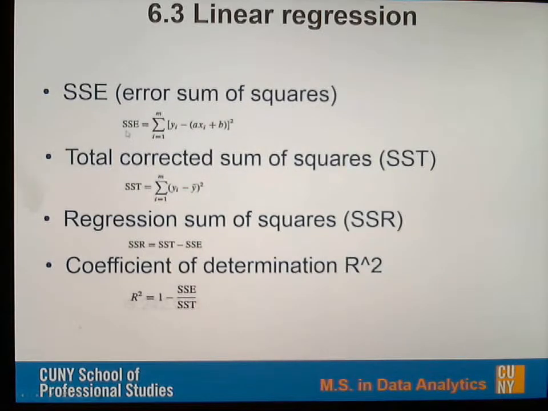Sum of squares error, SSE, is the real world observation minus the predicted value based on our model, squared and then summed. So it's called sum of squares. And then the corrected sum of squares, SST, is the real value observed minus the average of all the values. Regression sum of squares: using SST minus SSE, we can get SSR.